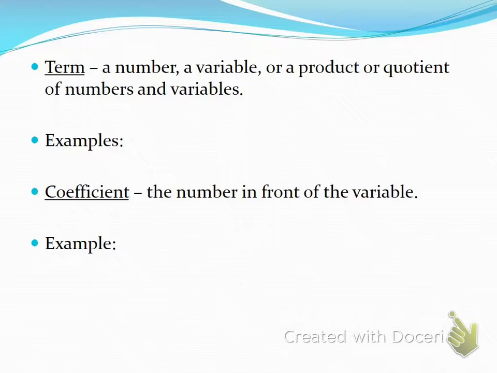A term is a number, a variable, or a product or quotient of numbers and variables. It's important that we remember what product and quotient mean. Product tells us it is what type of problem? Good, multiplication problem. And quotient tells us it is a division problem.